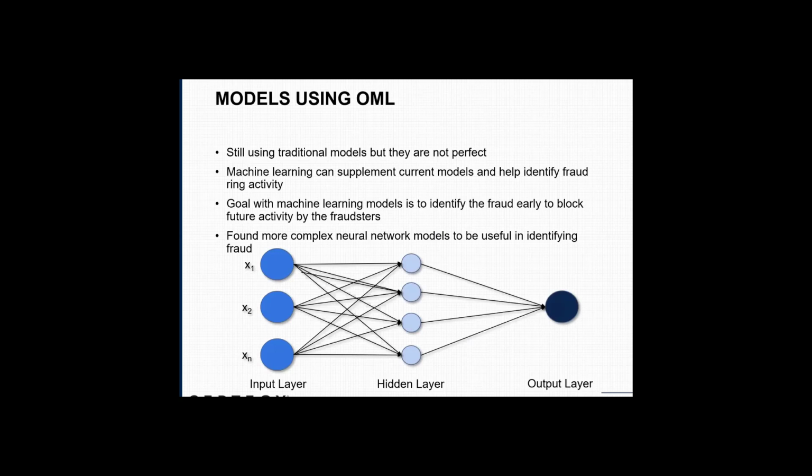So in OML, again, the models I've been working with are random forests and neural networks. Our traditional models are still useful, they're just not perfect. So we're using these machine learning models to supplement the current ones. And in particular, we're using them to identify fraud ring activity. The idea with these fraud rings is these can be multiple people hitting multiple locations. And what I want to do with machine learning models is identify them early so we could block future activity from them. And what I found is that our more complex neural network models are pretty useful in identifying this first wave of fraud for us. And let's go to the next slide.